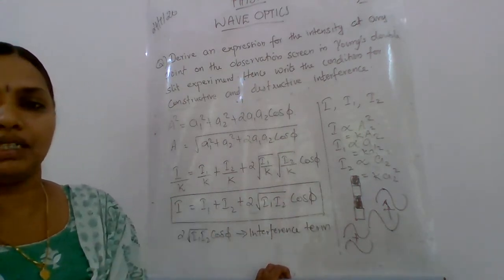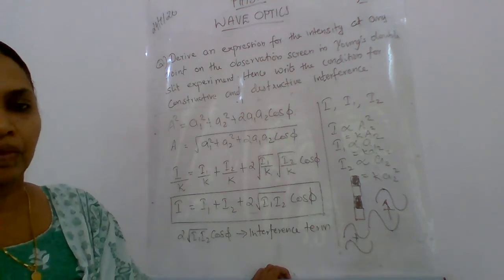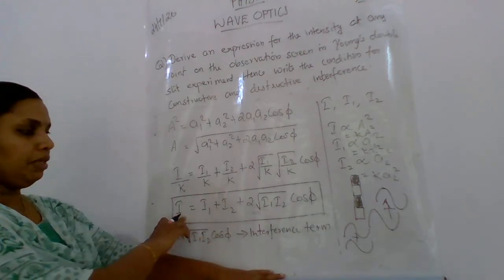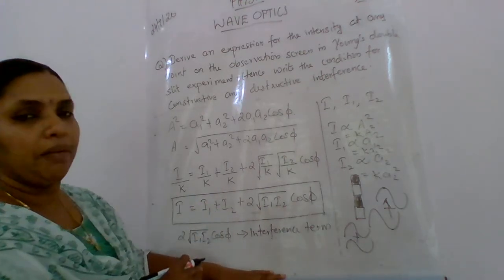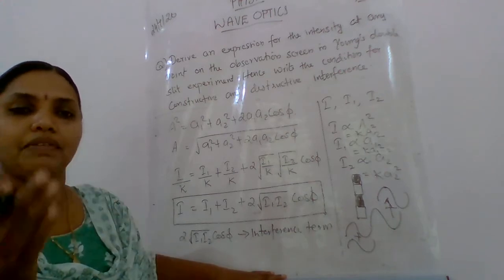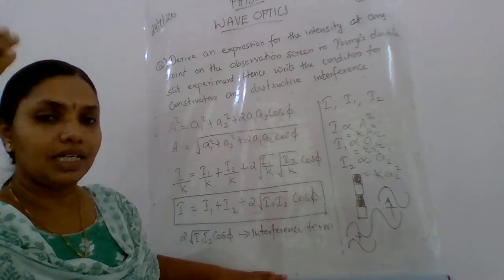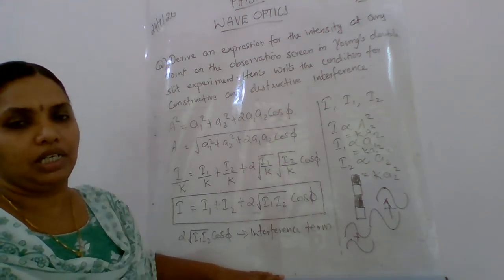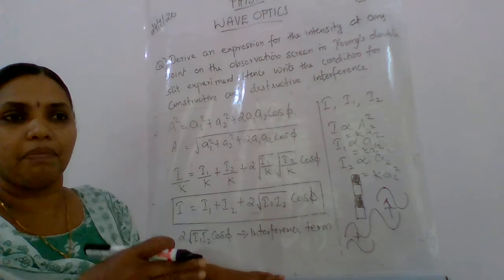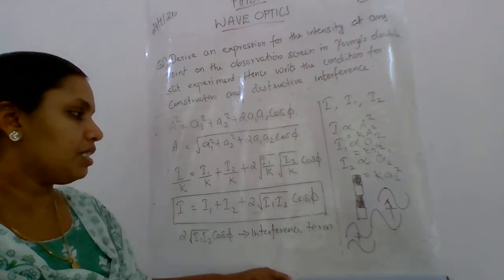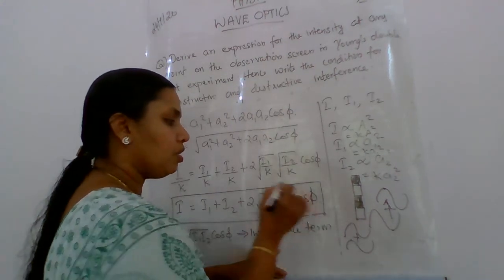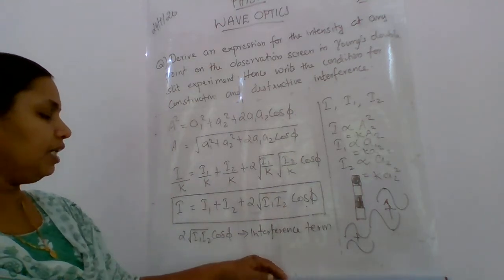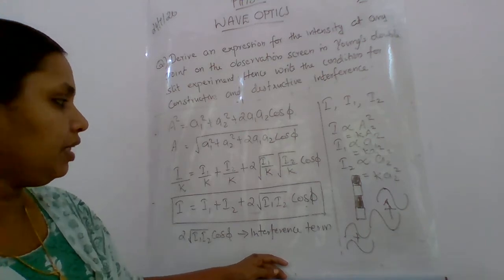So we know what the maximum and minimum values of cos are. Accordingly we can say whether the intensity will be maximum or minimum. Maximum intensity means it is undergoing construction, isn't it? And minimum intensity means it will undergo destruction. So constructive or destructive interference happens according to the value of cos phi. Next we have to find out the condition for constructive and destructive interference.